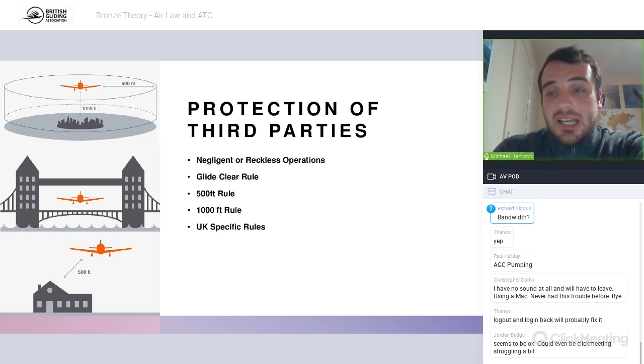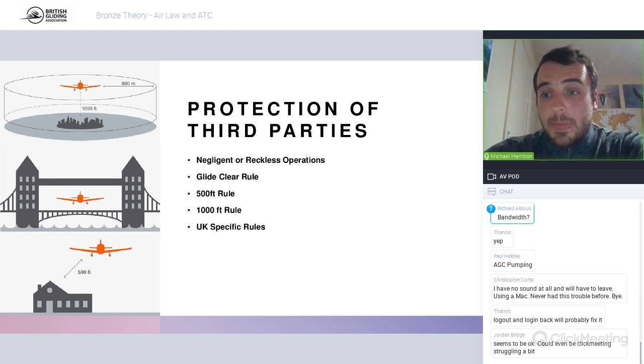We also have an exception allowing us to practice approaches. So in some countries, you can't go below 500 feet if you're not intending to land. We can go lower than that with no intention of landing and go around if we're in a motor glider, and you wouldn't be disobeying the rules.